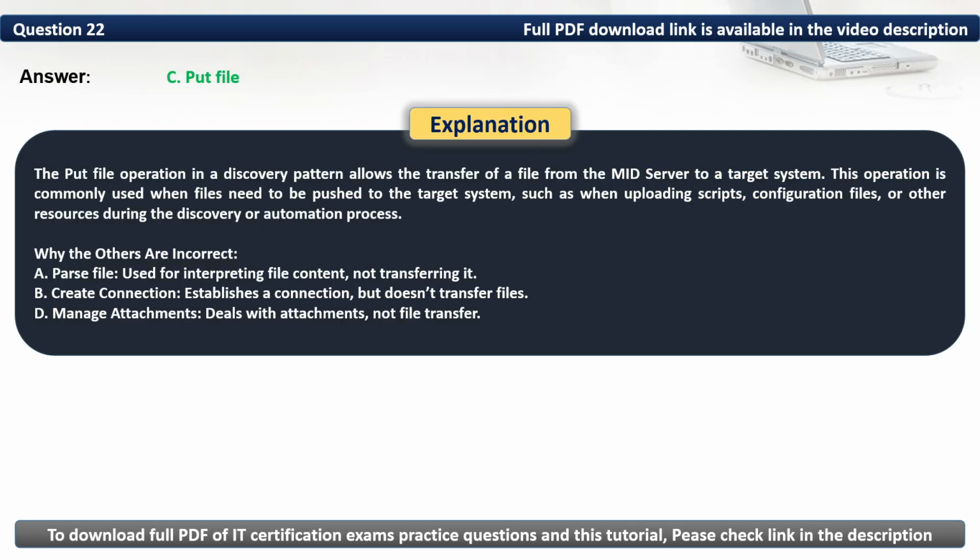A put file operation in a discovery pattern allows the transfer of a file from the MID server to a target system. This operation is commonly used when files need to be pushed to the target system, such as when uploading scripts, configuration files, or other resources during the discovery or automation process.